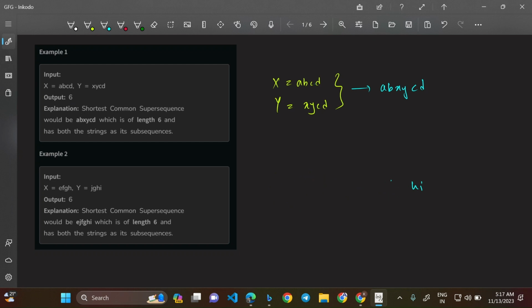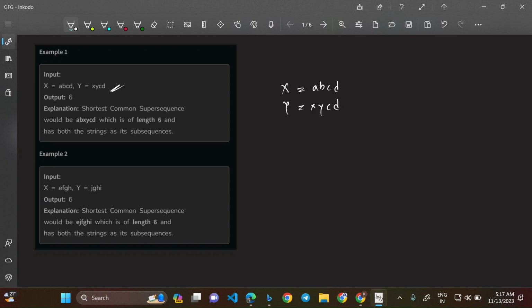All right, now how do we frame the approach for this? This becomes a pretty easy problem if you know a concept. So what is the concept? Let us first understand how we are going to come to a conclusion that we are going to use that particular concept. Let us take the very first example itself. So x is equal to abcd and y is equal to xycd.